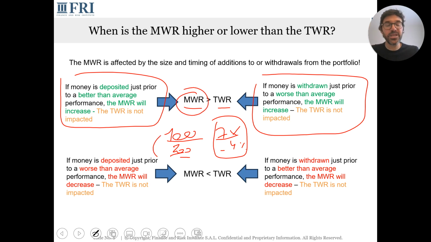So withdrawing money just prior to a bad outcome is good because you allow the portfolio to lose less. Now, the bad scenarios would be the bottom half scenarios. Imagine you just deposited money prior to a worse than average performance period.